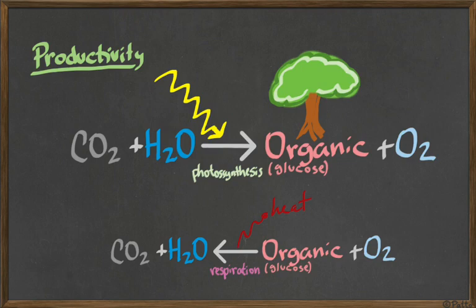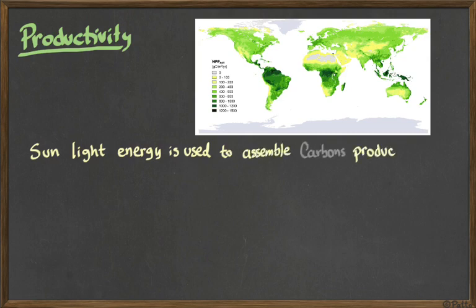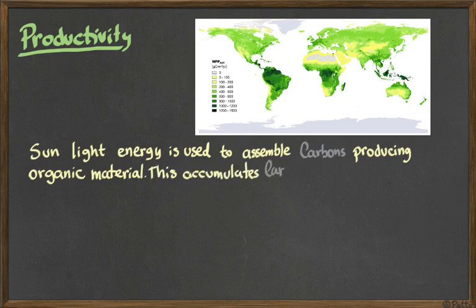Okay? So, when you talk about productivity, it's not enough for us to go there and see how much plants are in a certain place. Because actually the plants are the ones that are going to be getting the sunlight. So the sunlight is used to assemble carbons, putting carbons together, making organic material. They accumulate these carbons, making biomass. So just for us to go there and measure the biomass is the first step for us to understand productivity. But it's not the last one.